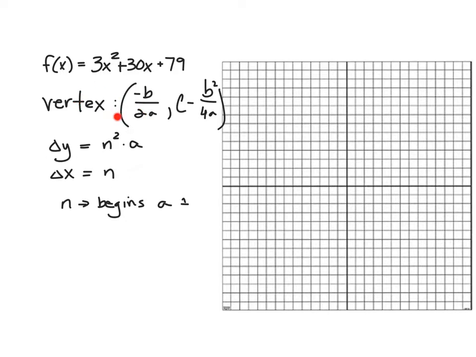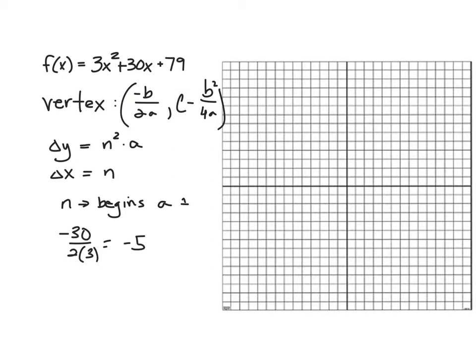There are formulas for the vertex: the x-coordinate is the opposite of b divided by 2a. For y, it is c minus b squared divided by 4a. So I'm going to go ahead and calculate those very quickly. The opposite of b is negative 30, divided by 2 times 3, and that is equivalent to negative 5. So negative 30 divided by 6 is negative 5.